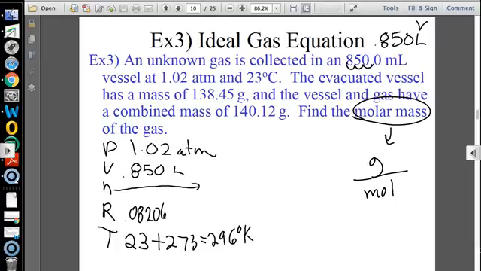But I'm going to need the grams. Can I find that up here? 144.2 minus 138.5, yeah. 5.7. Piece of cake, right?